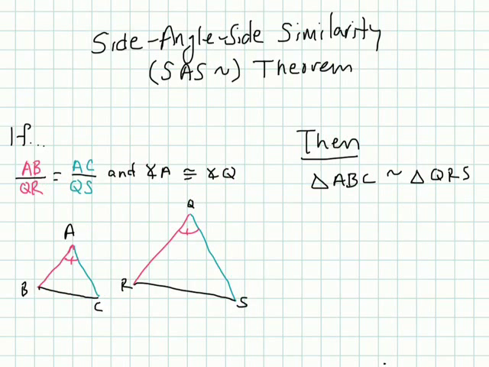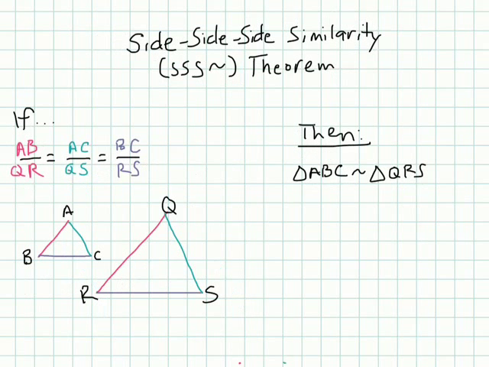All right, let's look at the last one, side side side similarity, and I'll go slow again. This just says if the corresponding sides, and I've color coded these, if the corresponding sides of two triangles are proportional, then the two triangles are similar. I'll say it slowly again. If the corresponding sides of two triangles are proportional, meaning that when you divide you get the same ratio from all three sides, then the triangles are similar.